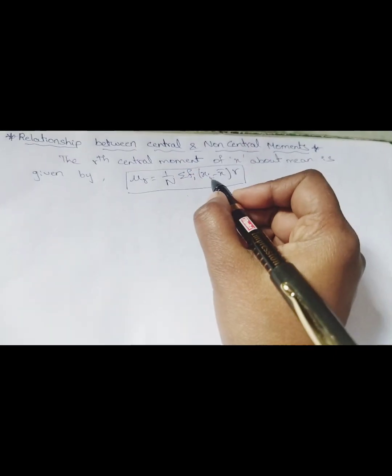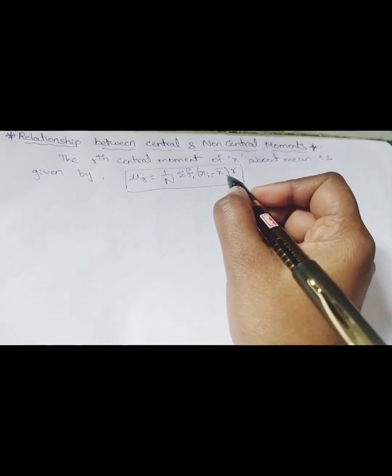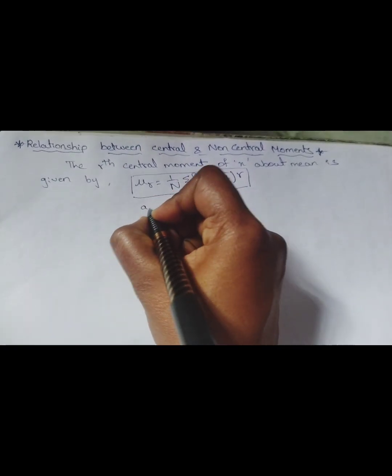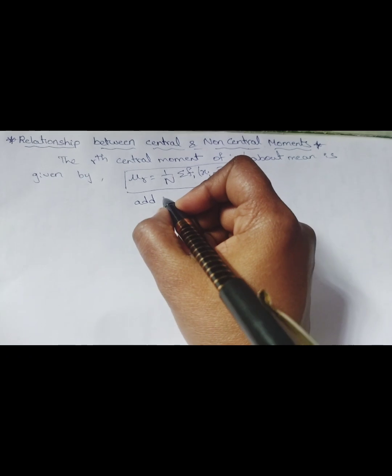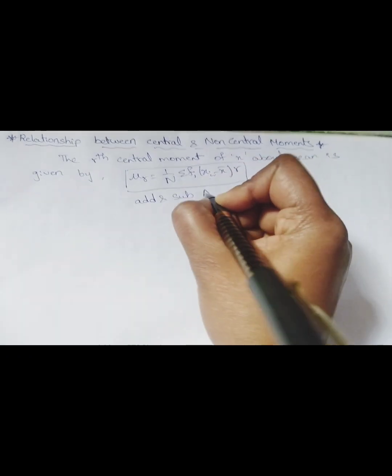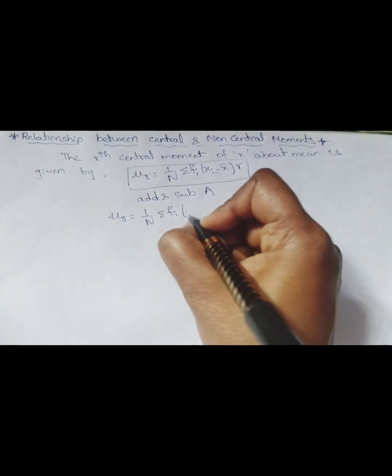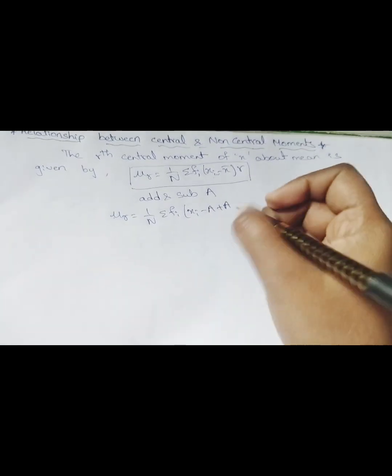Now here in the bracket we have xi minus x bar. Let us add and subtract A in that bracket, where A is some arbitrary point. So mu r equal to 1 by N summation fi (xi minus A plus A minus x bar) whole power r, I have taken.